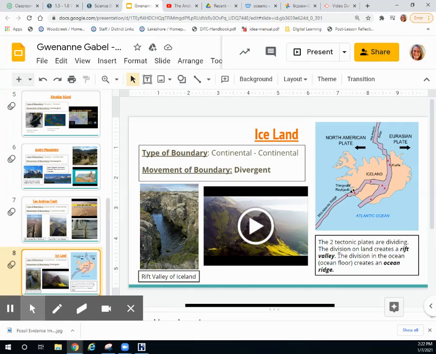And so what I have written here is, when two tectonic plates are dividing, the division on land creates a rift valley, and the division in the ocean, on the ocean floor, creates an ocean ridge. So that's why you see the Mid-Atlantic Ridge, because that's an underwater mountain range that resulted from this divergent boundary. But on Iceland, because it's land, it is going to create a rift valley. So the divergent boundary that Iceland sits on top of has created the rift valley.